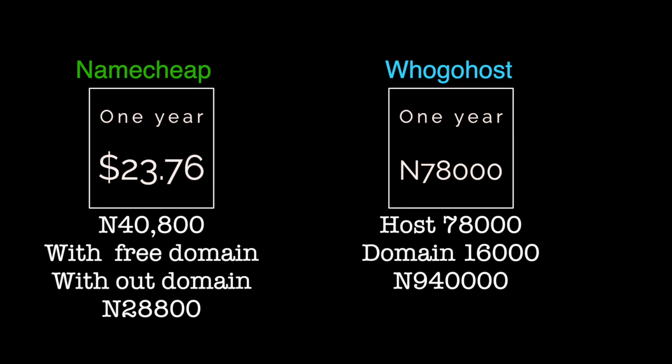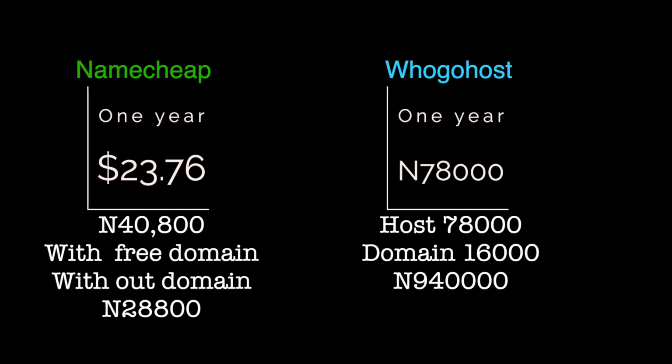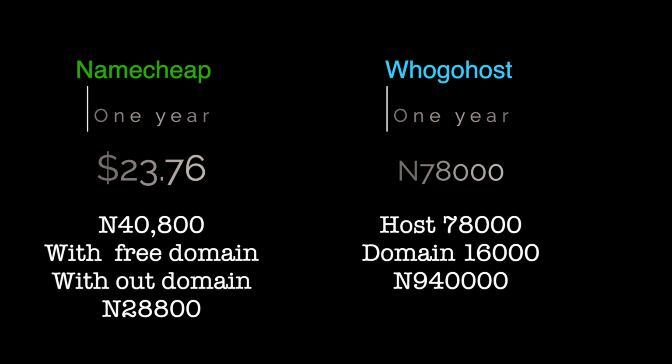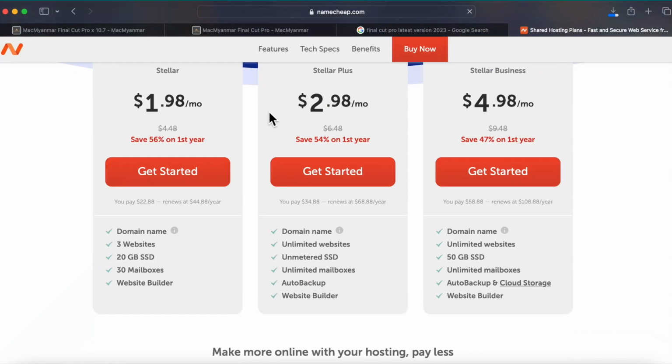If you are doing it without a domain, just a host, it is 28,800. Then if it is Nigeria, 1 year Google Host, just a host, is 78,000. Then with a domain it is 16,000, giving 94,000. You see why you should go for a foreign host, and it is the best. So for me, I love working with Nameship. It's faster and it's cheaper. You just have to convert your money to dollars, and $1 is 1,200.